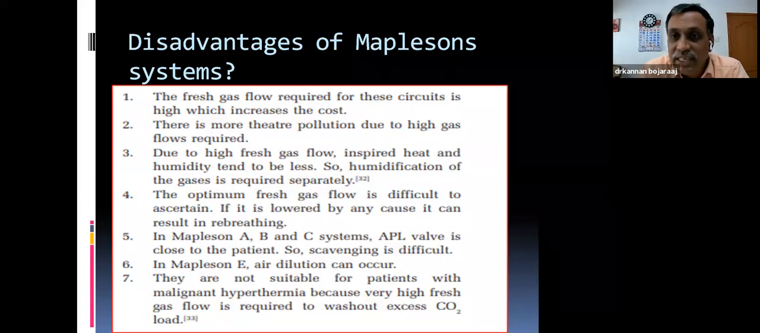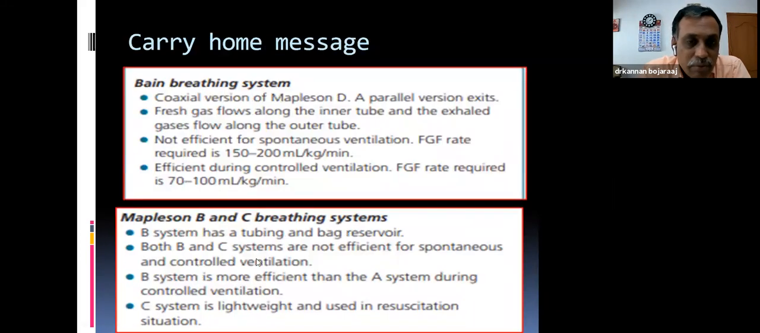So we definitely need CO2 absorption. And the take-home message, coming to the end: the Bain system is a coaxial version of Mapleson D, and a parallel version exists. Fresh gas flows along the inner tube and exhaled gas goes through the outer tube. It is not efficient for spontaneous ventilation because the FGF rate is very high, 2 to 3 times the minute ventilation, roughly 150 to 200 ml per kg per minute. It is also inefficient during controlled ventilation, and the fresh gas required is 70 to 100 ml per kg.